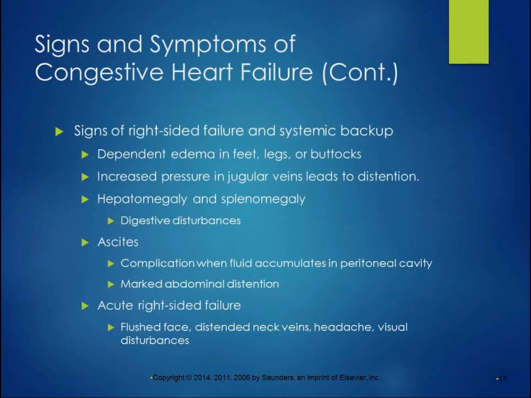With right-sided failure and systemic backup, you get dependent edema in the feet, legs, or buttocks. When the feet and legs are down, or when you're sitting, you get that edema going on. There's increased pressure in the jugular veins, so they're distended. You get hepatomegaly and splenomegaly, the enlarged liver and spleen, and that can cause digestive disturbances. You can get ascites, which is fluid accumulating in the peritoneal cavity, and you see marked abdominal distension with this. Acute right-sided failure causes a flushed face, distended neck veins, headache, and visual disturbances. So also not a pretty picture.